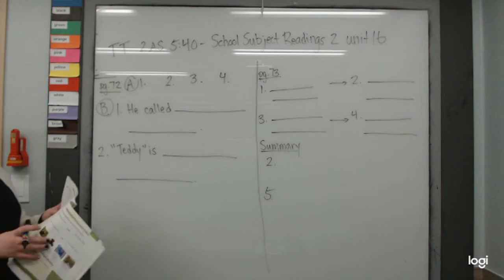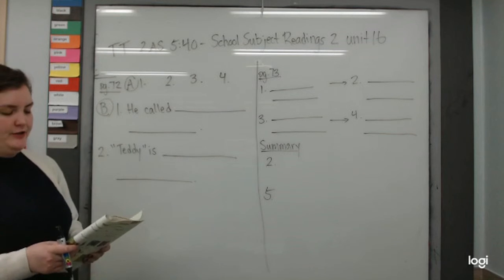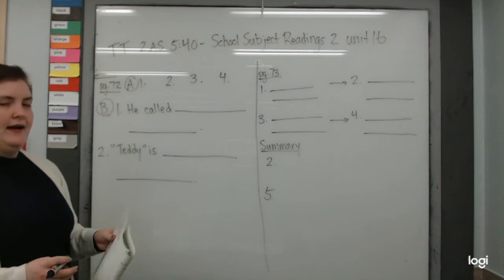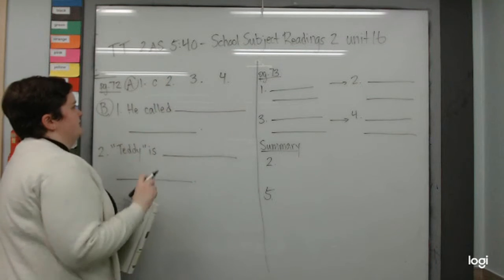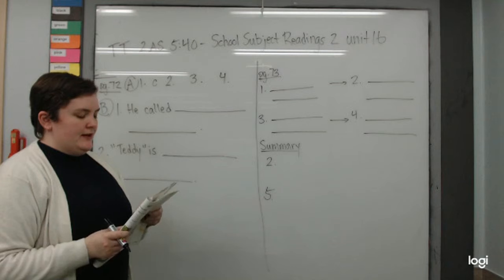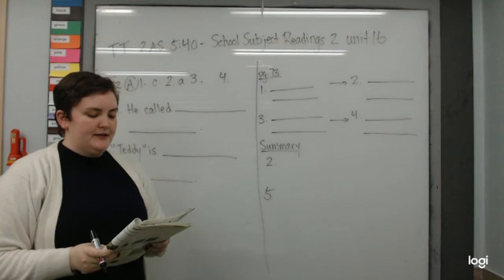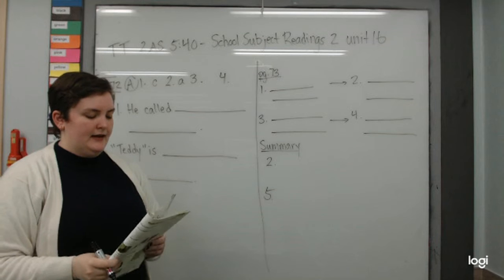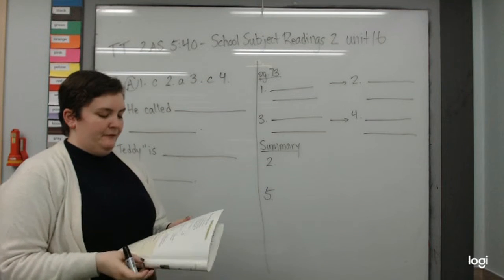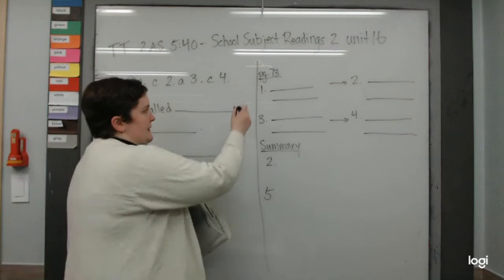Okay, let's go through the answers. Number one, in part A on page 72, what is this article about? The answer is C, how the teddy bear was named. Number two, the teddy bear was named after A, a president. Number three, what did people tell Mr. Roosevelt? The answer is C, kill the bear. And number four, today people don't know D, the story of the teddy bear.